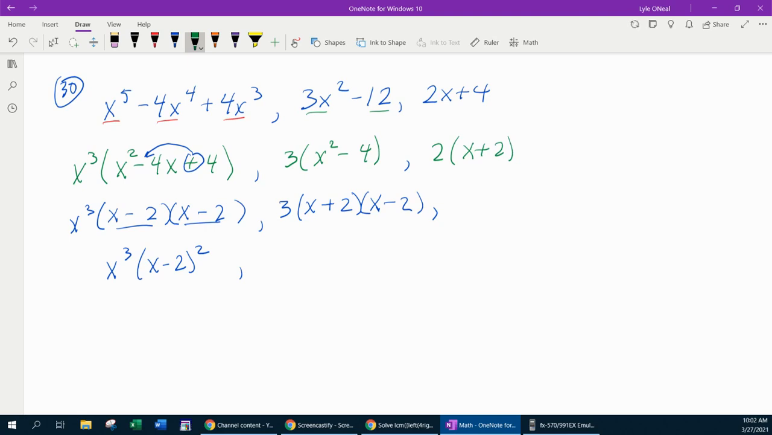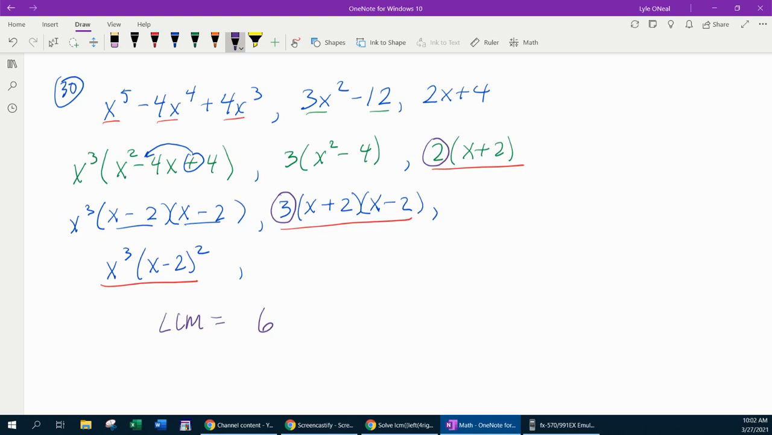Now that we have all of these factored completely, we're going to look at each one of these factored expressions and find the least common multiple. We're going to find the factors that they have in common, starting with the coefficients. Okay, so I noticed that I've got a coefficient of 3, a coefficient of 2. The LCM of 3 and 2 is 6. So for our LCM, we're going to start with a 6.